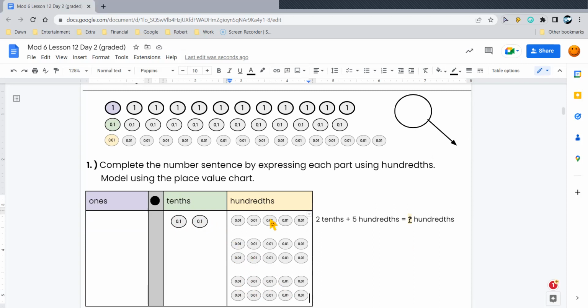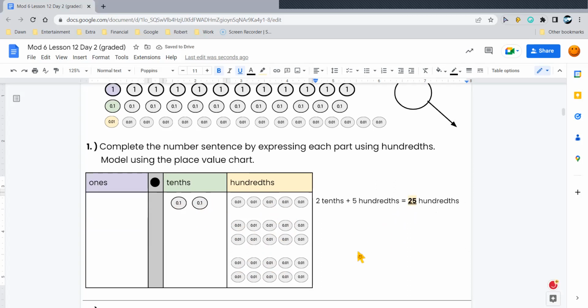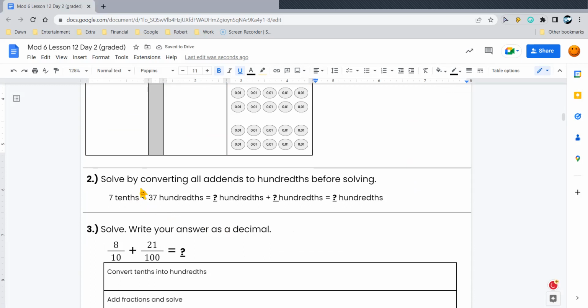Now we're going to add up all our hundredths. So I'm going to go 10, 20, plus 5. And then right over here I'm going to write 25 hundredths. Let's keep moving on. It says solve by converting all addends to hundredths before solving. So right here, I have the hundredths. I'm going to go ahead and write 37 hundredths.